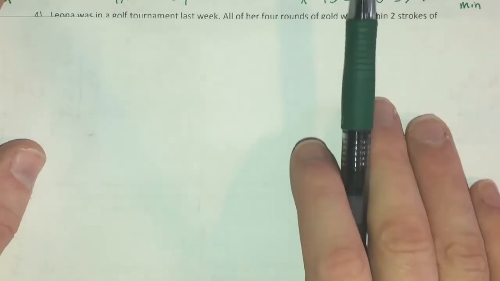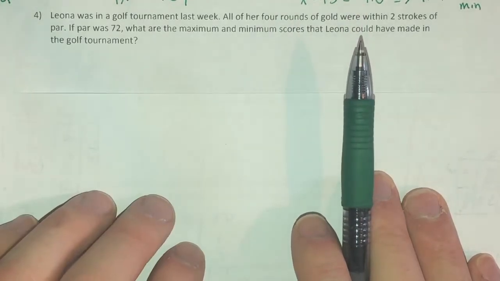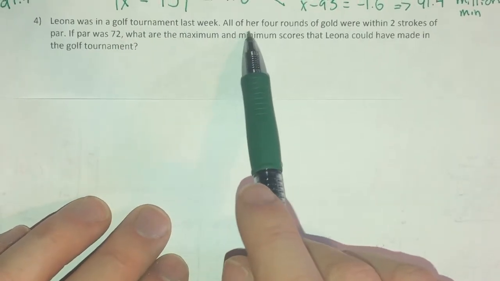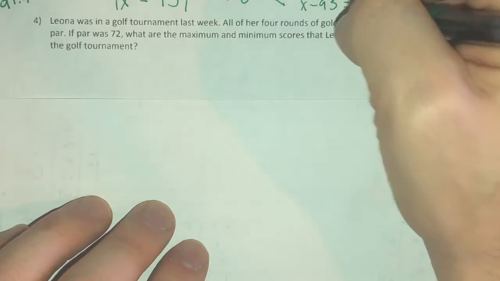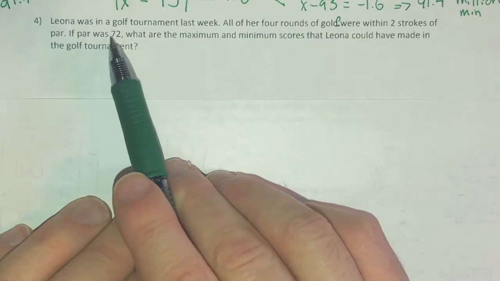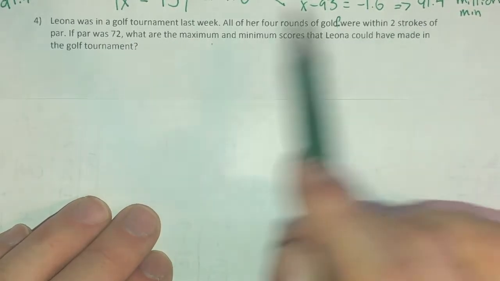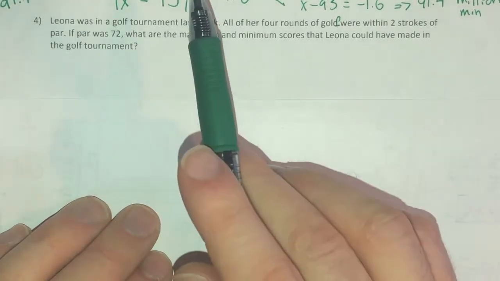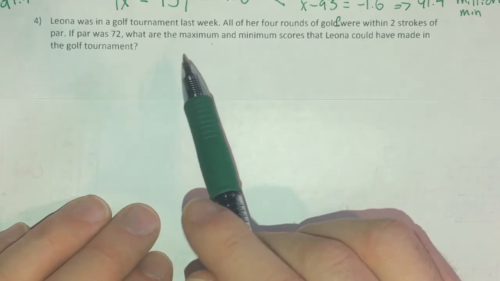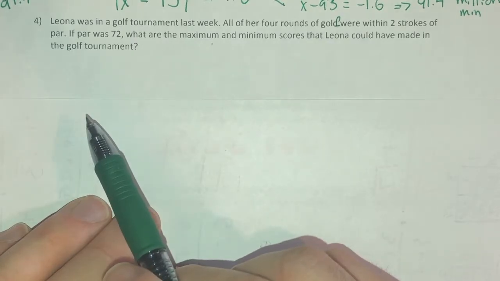I got one more for you to try. Leona was in a golf tournament last week. All of her 4 rounds of golf were within 2 strokes of par. If par was 72, what are the maximum and minimum scores that Leona could have made in the golf tournament? So take a second, pause the video, pick out the given information, okay? And then when you have all that and you've solved it, unpause, and I'll show you how to solve.